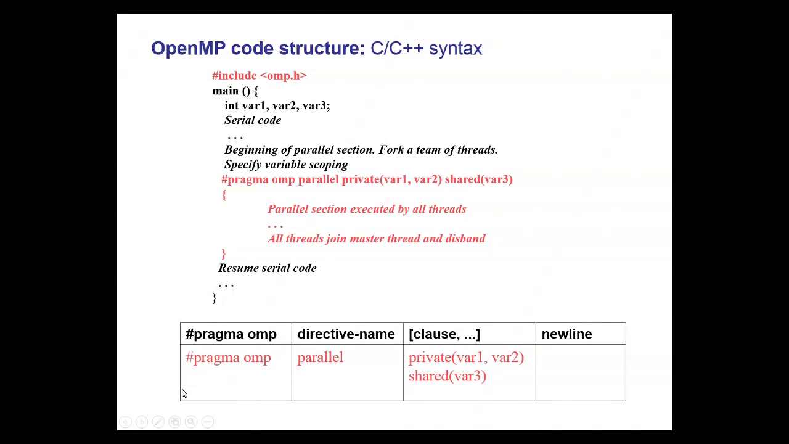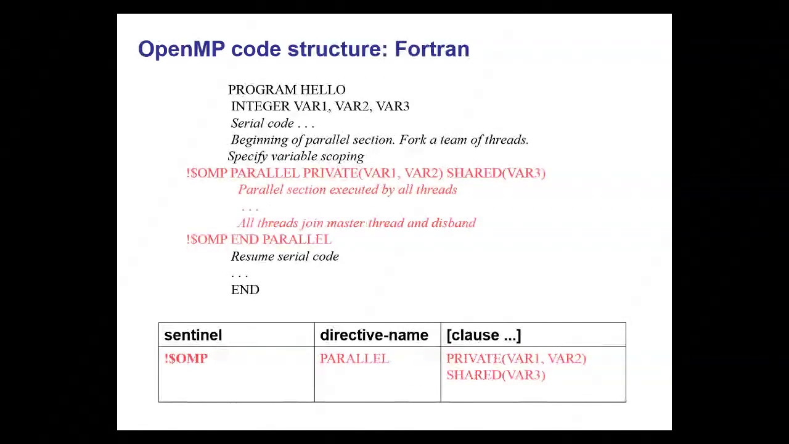So the syntax in C always starts with pragma omp, and then parallel is the directive name, and then you have different data controls for your variables or data structures. In Fortran, it's the same structure, but slightly different in terms of syntax. In Fortran, it always starts with the sentinel !$OMP, and then it's still parallel, and so on. Okay?